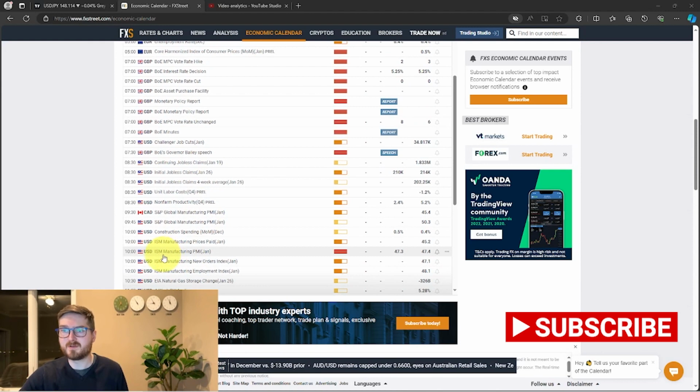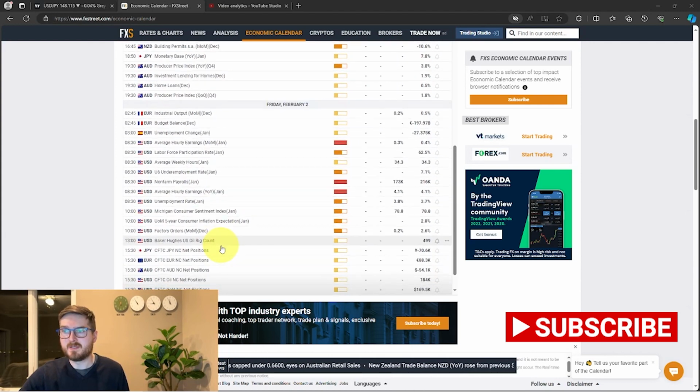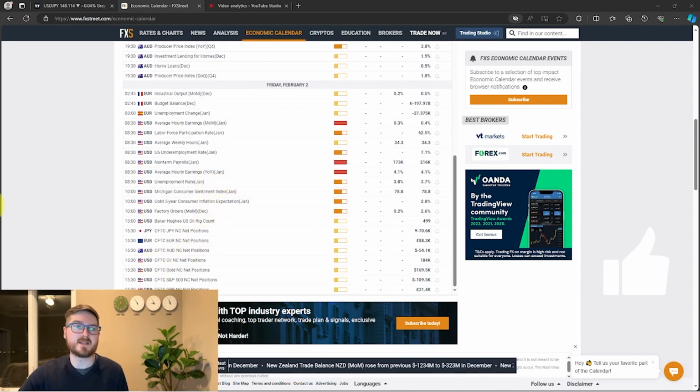Also on February 1st, US dollar, ISM manufacturing PMI for January. And Friday, February 2nd, US dollar average hourly earnings month over month for January. US dollar non-farm payrolls for January. And then US dollar average hourly earnings year over year for January. So guys, that concludes the news and fundamental analysis and all the data being released this week.